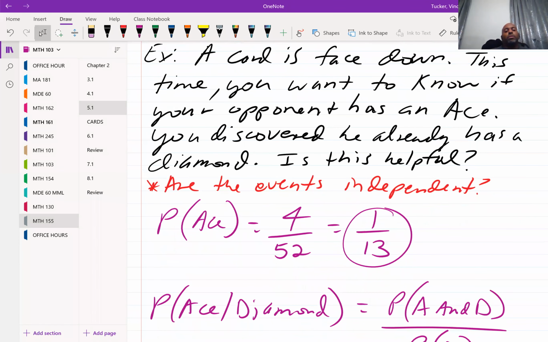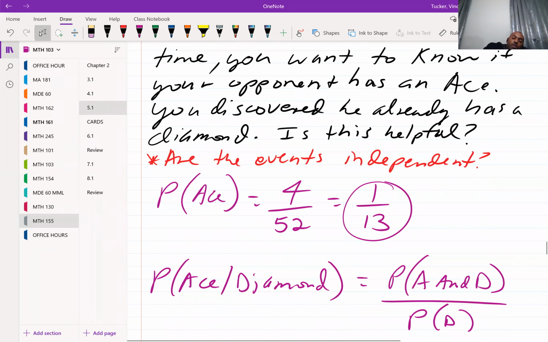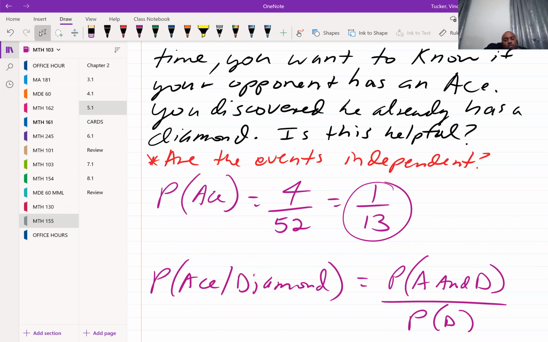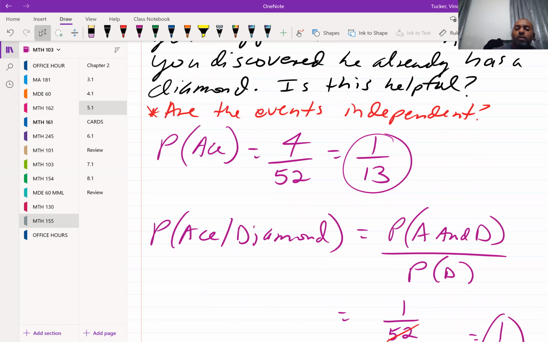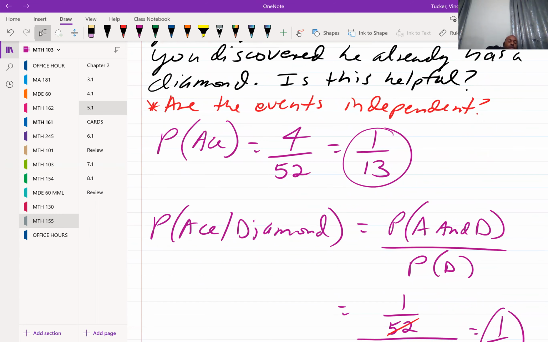So now we want to find the probability of getting an ace, given that you already know he has a diamond. We're going to look at the probability of an ace and a diamond over the probability of a diamond. So that top one, probability of ace and diamond: how many aces are diamonds? It's only one. So that's a 1 over 52.